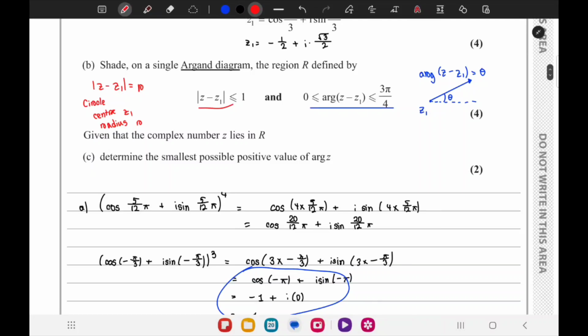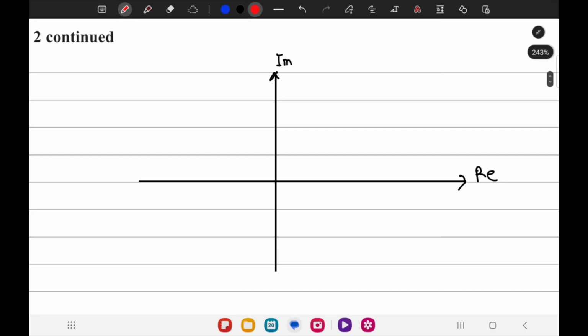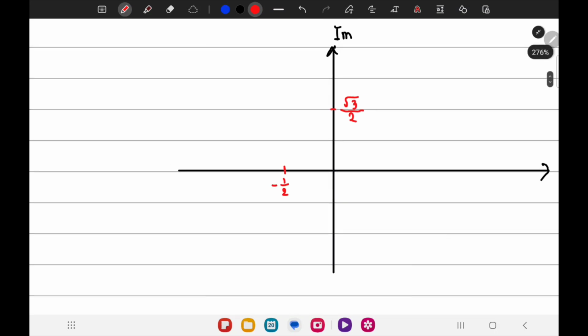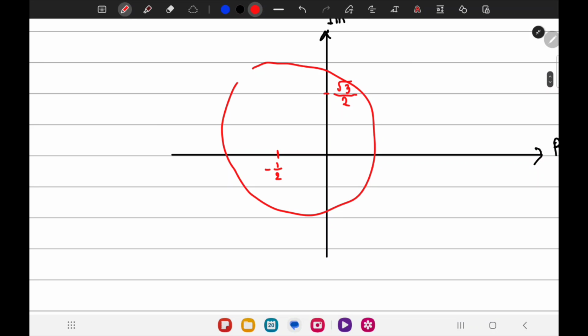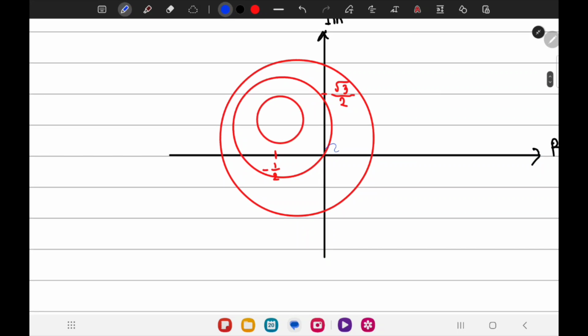Now we'll draw the circle at first. So we have an Argand diagram, the imaginary and real axis. We know that the center is at -1/2 on the real axis and √3/2 on the imaginary axis. Now the circle could be like this, it could also be like this, and it could also be like this. So we want to know if it cuts the origin, is here or here.